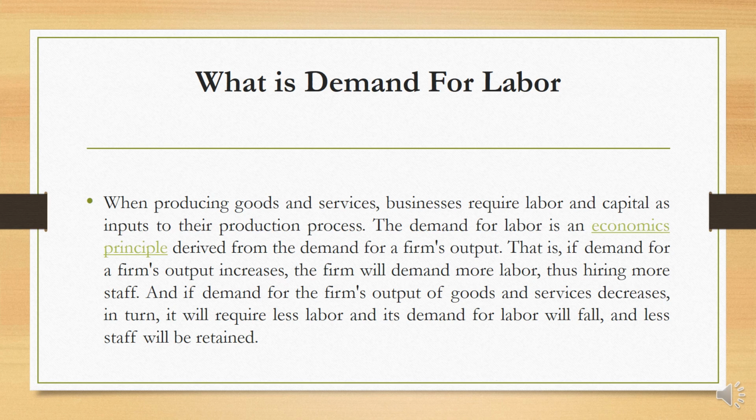When producing goods and services, businesses require labor and capital as inputs to their production process. The demand for labor is an economics principle derived from the demand for a firm's output. If demand for a firm's output increases, the firm will demand more labor, thus hiring more staff. And if the demand for the firm's output of goods and services decreases, in turn, it will require less labor, its demand for labor will fall, and less staff will be retained.